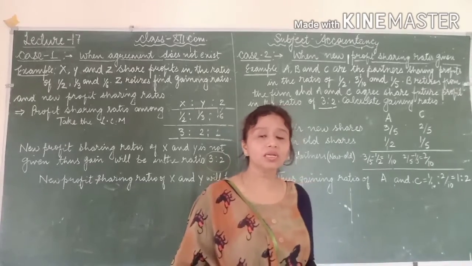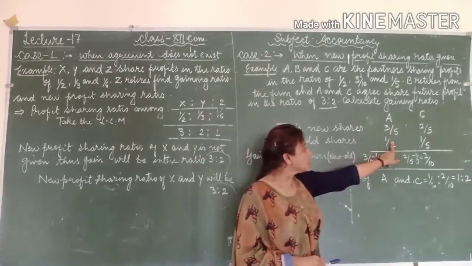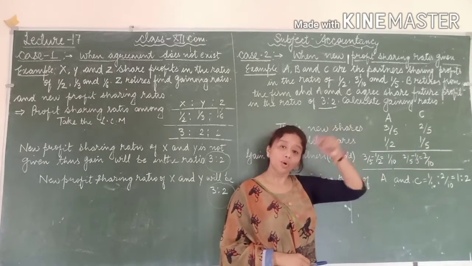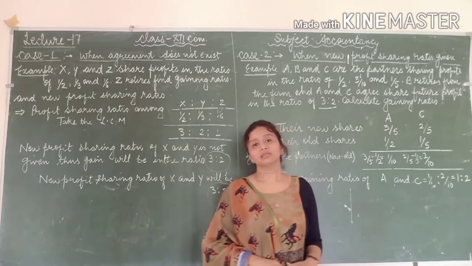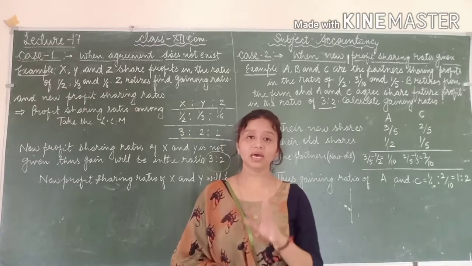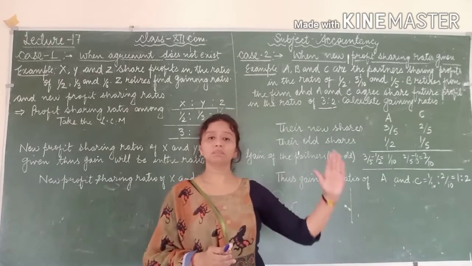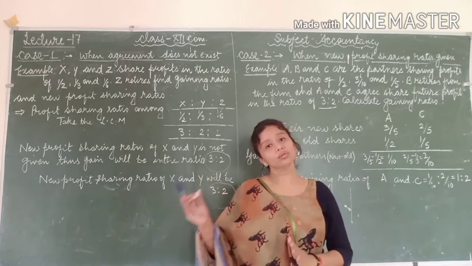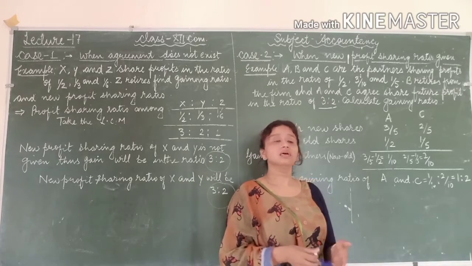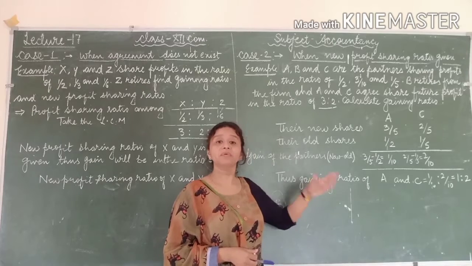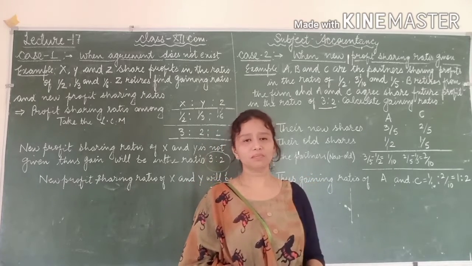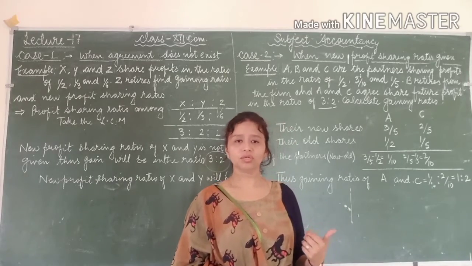What do you do then? The gainer has to compensate the going partner who is retiring, and also the sacrificing partner who is continuing in the present partnership. So we will also do one or two examples related to that situation or case.